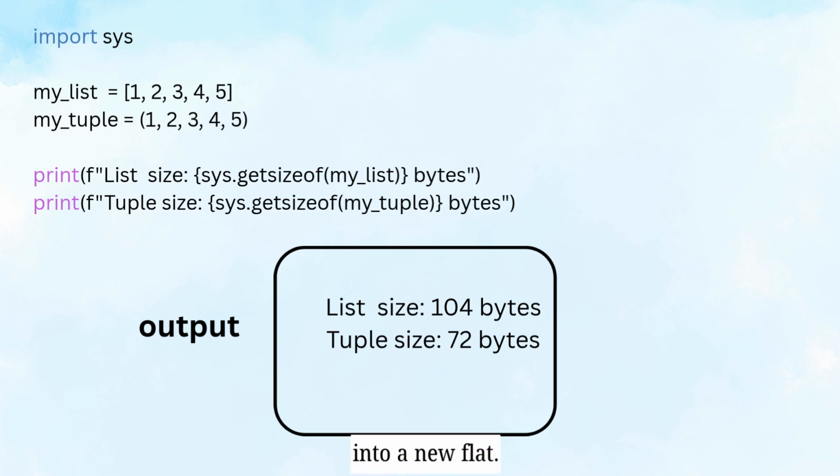It's like moving into a new flat. You have 5 pieces of furniture, but you rent a flat with 8 rooms, just in case you buy more stuff later. You are paying rent on 3 empty rooms. That spare space costs memory. That is where those extra 32 bytes are going. Empty reserved slots Python is keeping for future items that might never even come. A tuple says, I know exactly what I have. I will never need more space. Give me only what I need and nothing else. No spare rooms, no wasted rent, 72 bytes.